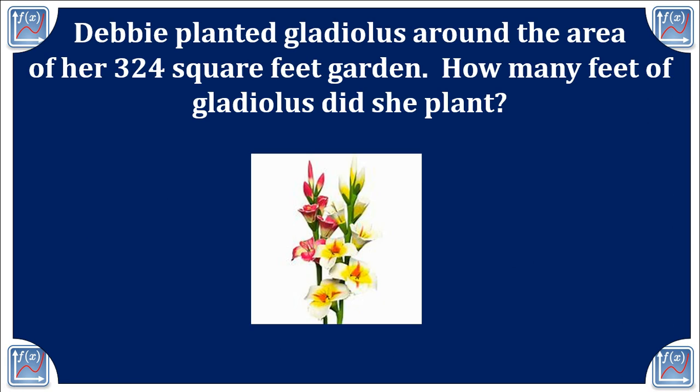Debbie planted gladiolus around the area of her 324 square feet garden. How many feet of gladiolus did she plant? So all around this perimeter, she planted some flowers. And the area inside is 324. So the side length, we undo the area by taking the square root of 324, which is 18. So all four sides, she planted 18 feet all the way around.